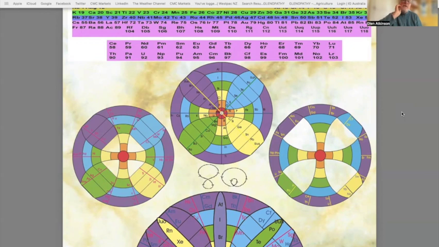Now, there's a whole story then when we come to look at the orientation of the elements. And the first orientation challenge is the major elements.